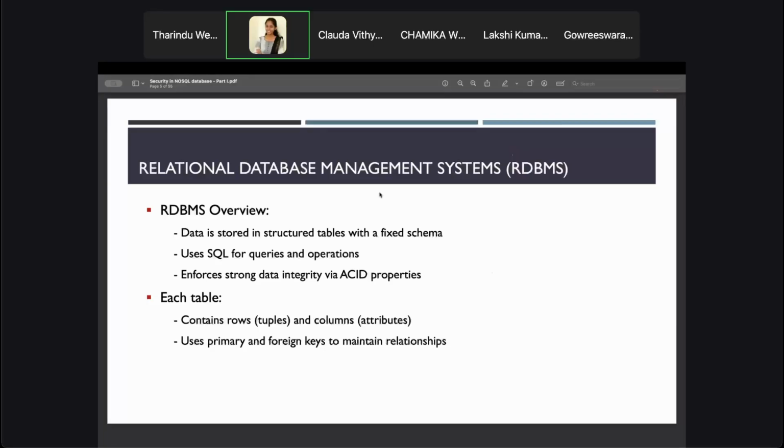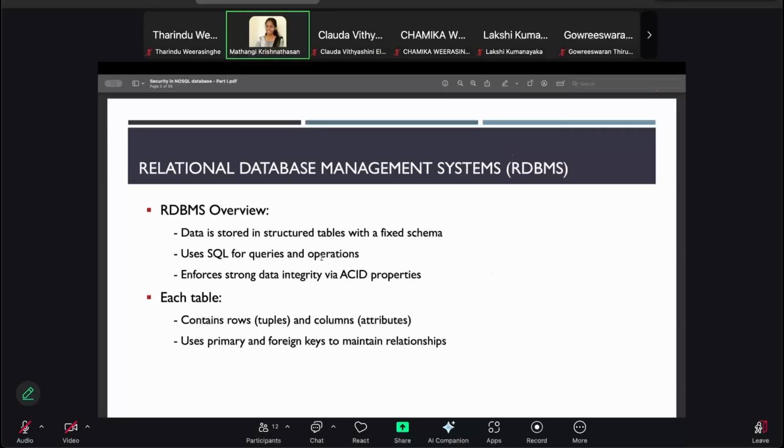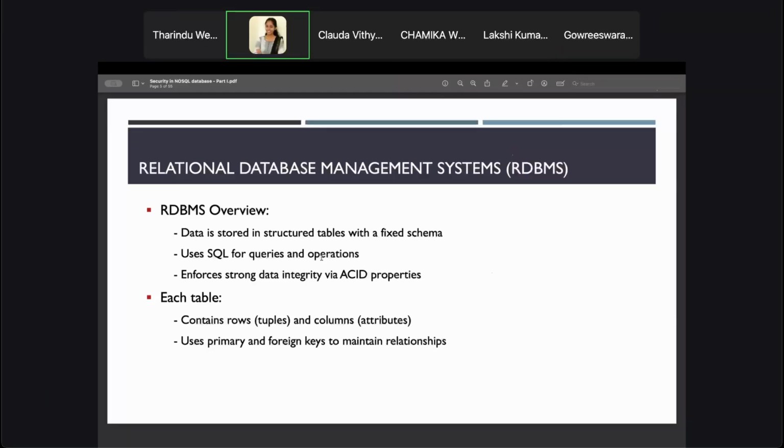So what is a relational database management system, first of all? A relational database management system is used to store structured data. For example, if you are trying to describe particular data and you have a finite schema, that means you have a defined schema. For example, if you want to store user details, you know what user attributes you are going to consider in order to store the user data. Likewise, there is a predefined schema. They have a structure, right?